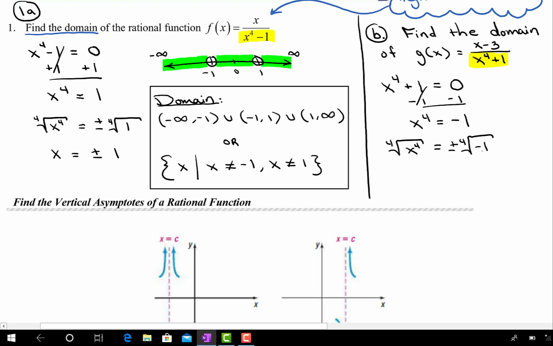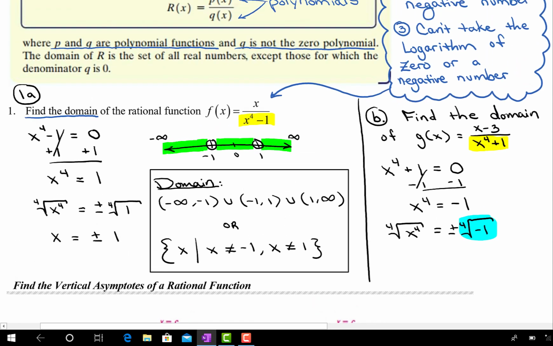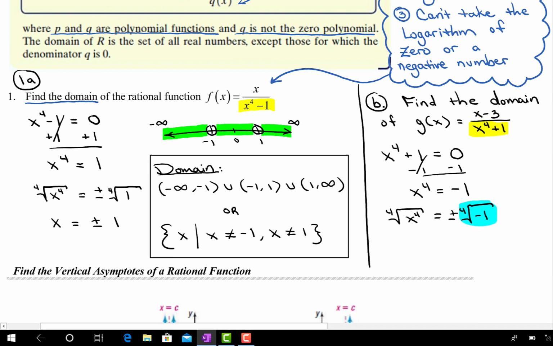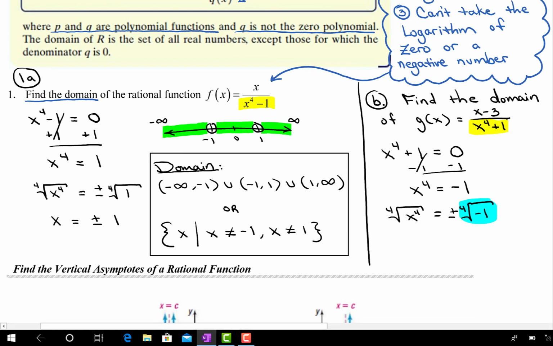So we can't do this right here, not in our real number system, right? Unless we go into our complex number system. We're talking about complex numbers that are not real, but we're not doing that. Right now, we're working with functions in our real number system, and we can't take an even root of a negative number. So this would not be a real number here. So there are no numbers in our real number system that we could plug into this to make this denominator equal 0.